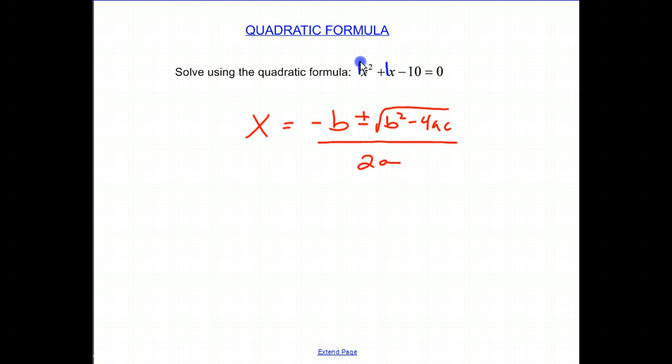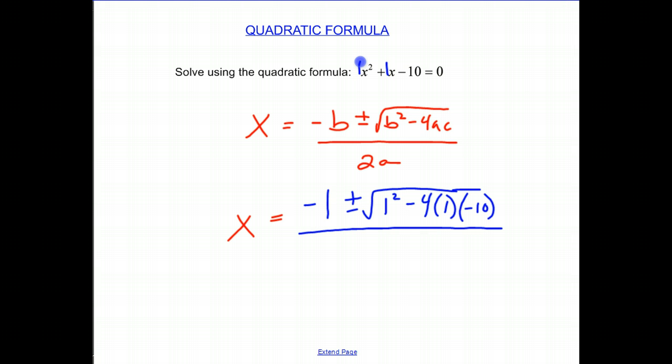So from here, we're trying to figure out what these x's are. So I have x equals a negative b. So my negative b here will be that negative 1 plus or minus the square root of b squared, so 1 squared minus 4. A is 1 again. C is negative 10. And we're all over 2a, which is 1. So all we did there is plug in our a, b, and c from the given equation up top that we're trying to solve for. From here, we're just going to do our math.